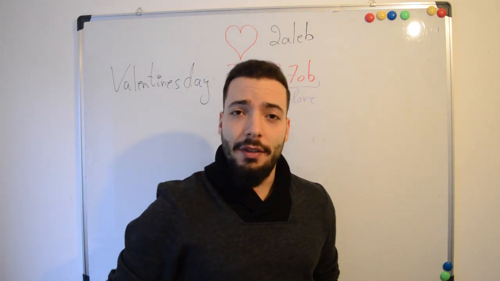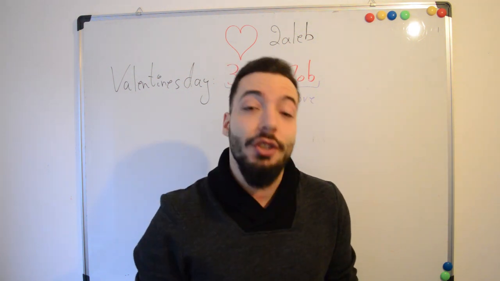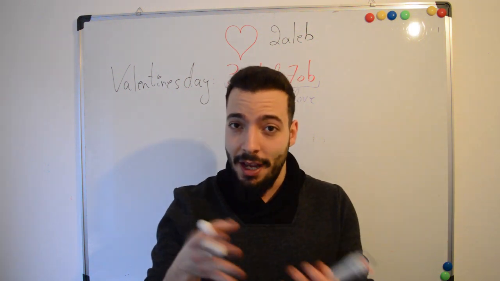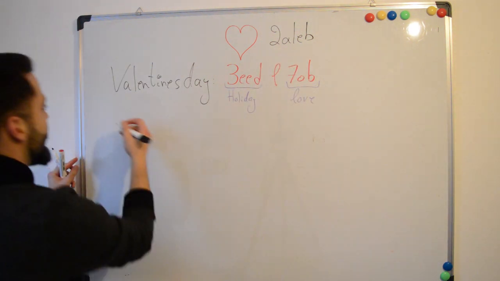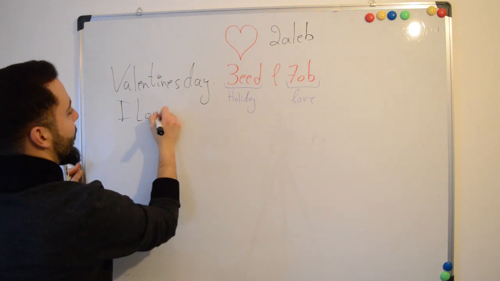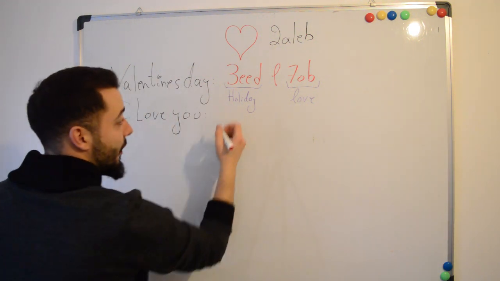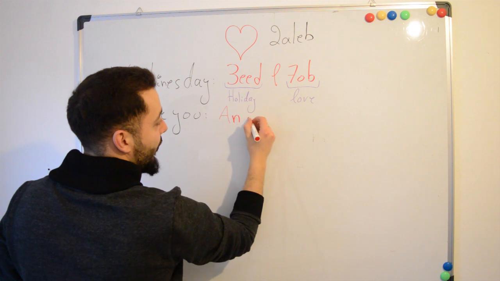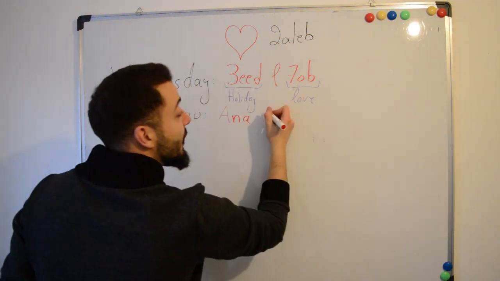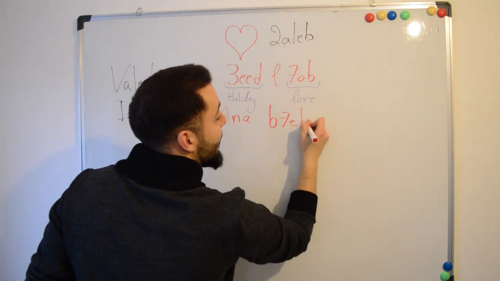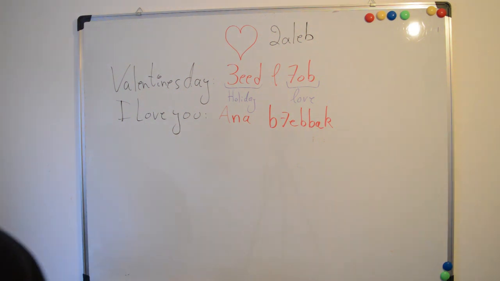So, your partner, lover, or spouse came home, and you would like to show your appreciation and your love to him or her. Let's start with I love you. I love you. Ana. Of course, you know what Ana is. Ana is I. For the male, bhibbak. This is the male.